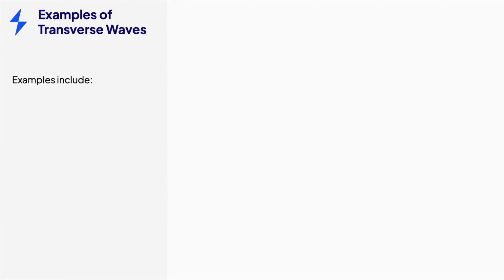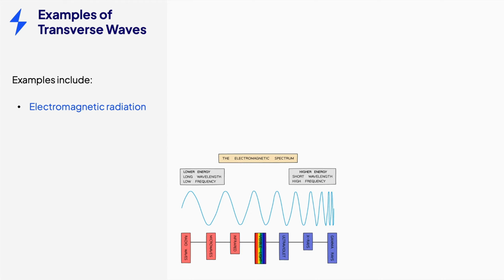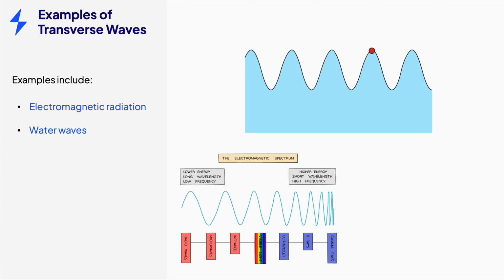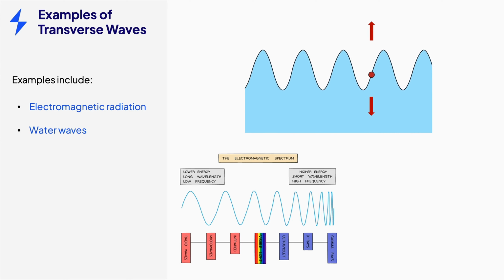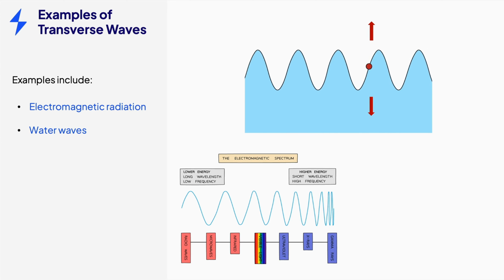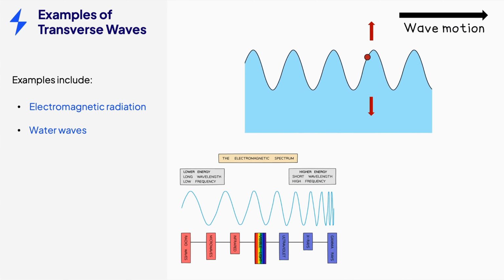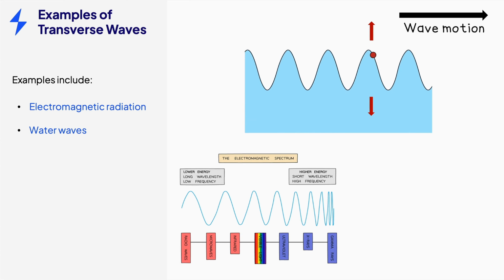Common examples of transverse waves are all the waves in the electromagnetic spectrum. This shows that transverse waves can travel in a vacuum and have speeds up to the speed of light and have very high frequencies. Also, water waves. You can see here that the particle on the surface of the wave moves up and down, which is in the perpendicular direction to the wave motion as a whole moving to the right.